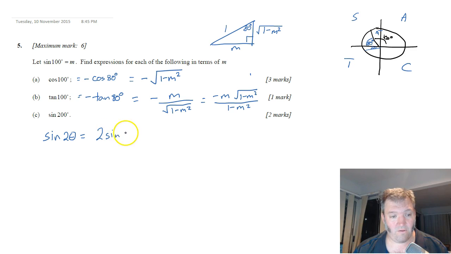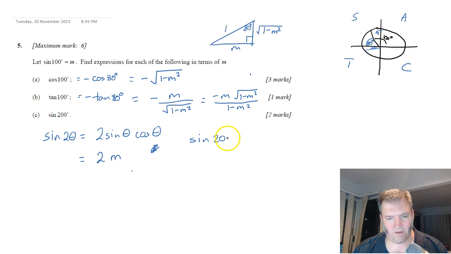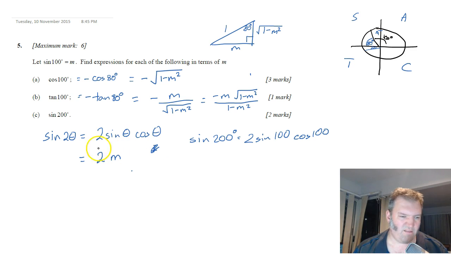It's 2 sine theta cosine theta. That we can deal with, can't we? So what we're really saying is sine 200 equals 2 sine 100 cosine 100. That's the line that I should have put in first, a little in-between line. And so it's 2, sine of 100 is m, cosine of 100 is negative, so I'm going to put the negative out the front, root 1 minus m squared. And there you have your answer.